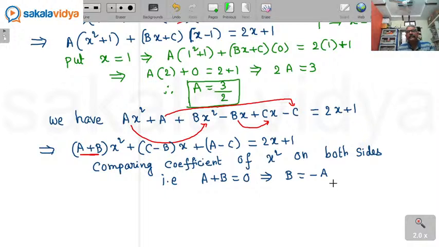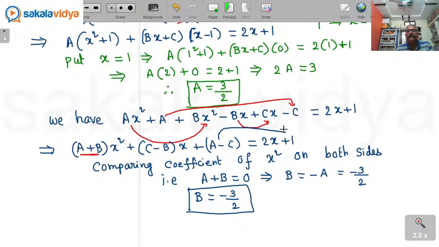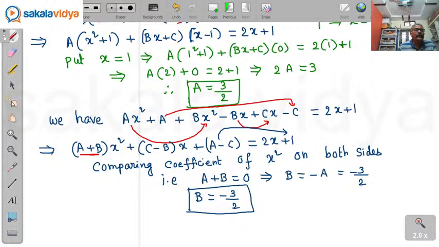But a is 3 by 2. Substitute here, so we get minus 3 by 2. So the b value has been obtained: minus 3 upon 2. This is the b value. Now the a value is known, the b value is known, and we need to find the c value. So comparing the constant terms, a minus c is compared to 1. We'll get it now. So now let us find out.